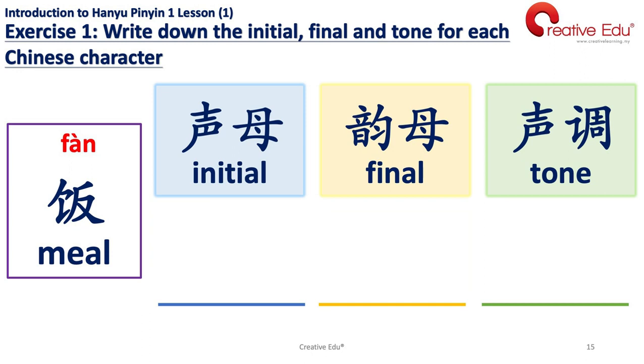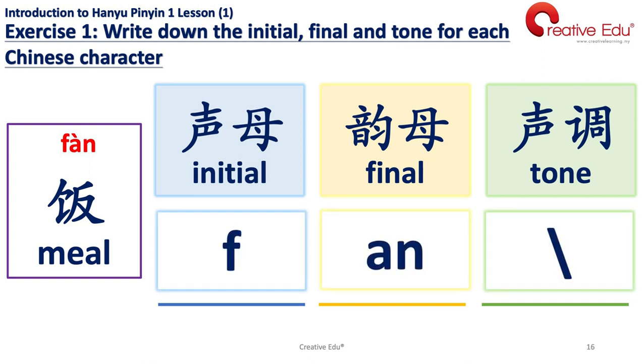Number 4, 饭. F-A-N. Fourth tone. Fun, meal. Answer. 声母, F. 韵母, A-N. 声调, fourth tone. F-A-N, fourth tone. Fun.